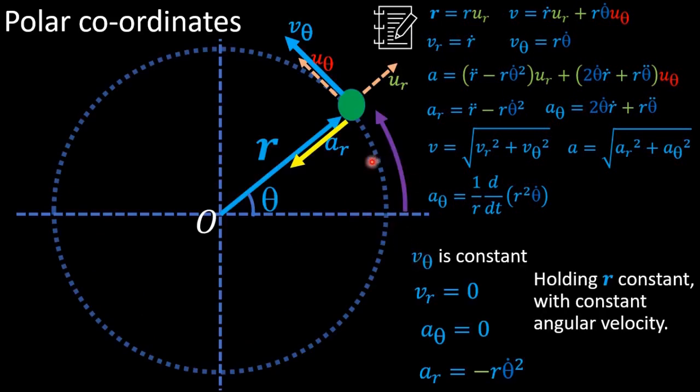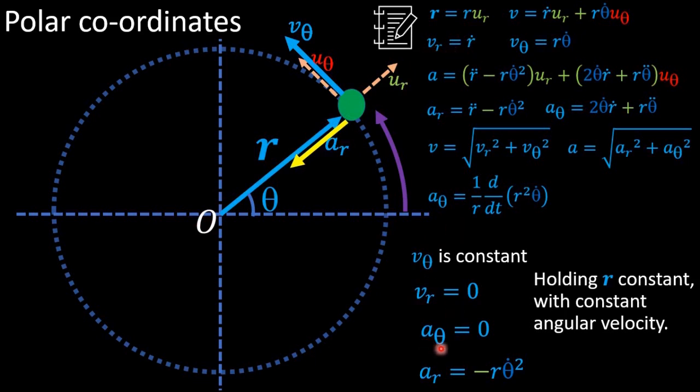Okay, so let's say we have our particle here located at this position here. Okay, so there's our unit vectors u sub r and u sub theta. Okay, and we're going to hold r constant with a constant angular velocity. Okay, so the angular velocity along that path is constant and r is being held constant. That is going to mean that v sub theta is going to be constant. Okay, so v sub theta was r times theta dot. So the angular velocity there is going to be constant. And v sub r is going to be 0 because there's no movement in the radial direction. Okay, so v sub r there is going to be 0.